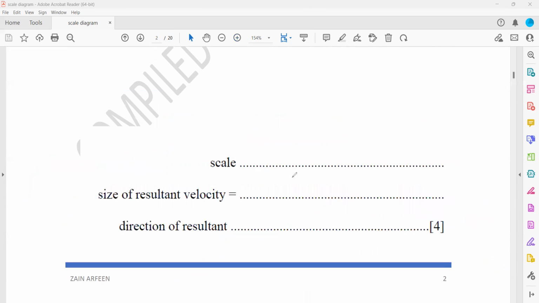So the scale which we selected: 1 centimeter is 0.5 meter per second. Size of the resultant velocity: how much is it? Not 14.8, that is the length. When you convert that back to velocity, it is 7.4, because 14.8 is the length of the resultant on the scale, but you need the final answer. And the direction is 28 degrees from west.